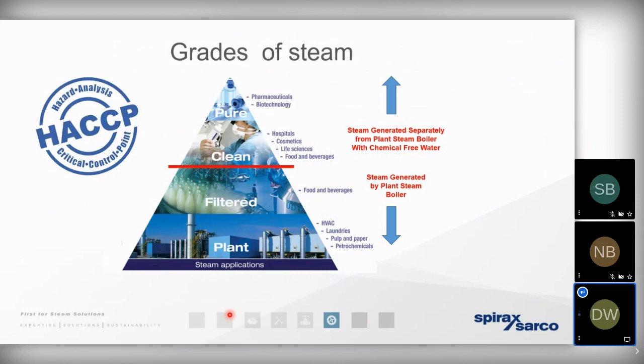Now, plant steam is going to be perfectly acceptable for many applications, but if there's a risk that that steam could be a point of contamination, we need to apply a HACCP. We need to move up the steam condition triangle. And it's only by moving above the red line and generating chemical-free steam from what we refer to as a clean steam generator that we can guarantee that we're adhering to those standards dictated by BS EN 285 and we're eliminating the risk of contamination.